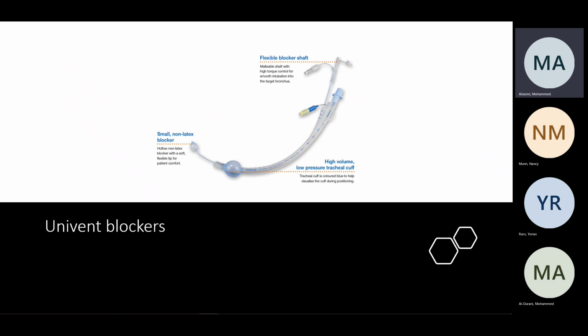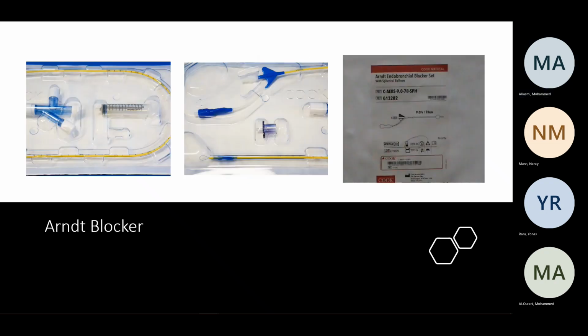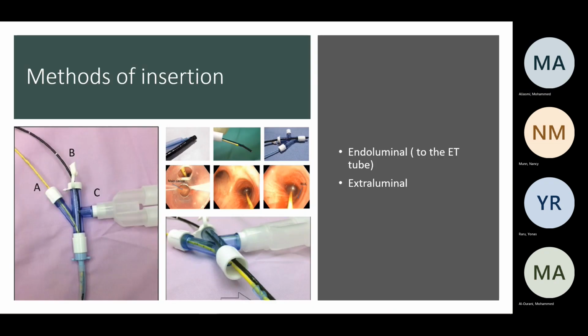So you don't need this tube. And this is the Arndt blocker, which is the most common. Remember, you have to fill it with saline, not with air. There are multiple ways of putting the ET tube. I want you all to see this. This is a universal applicator.